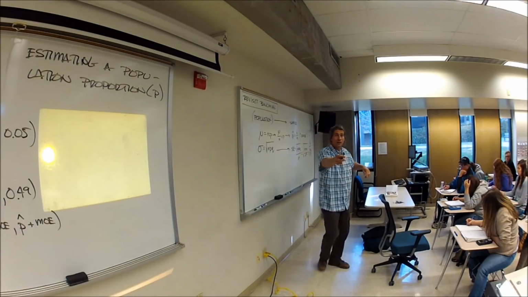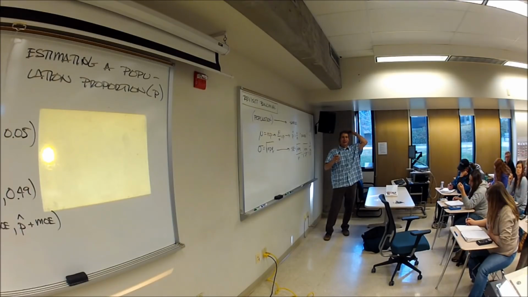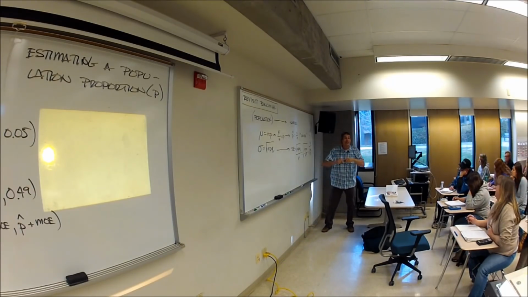What's the matter, Michael? Go ahead. Oh, never mind. I was thinking square root, and then I was thinking we were squaring it again anyway. Oh, no. You can square it again to get the variance.